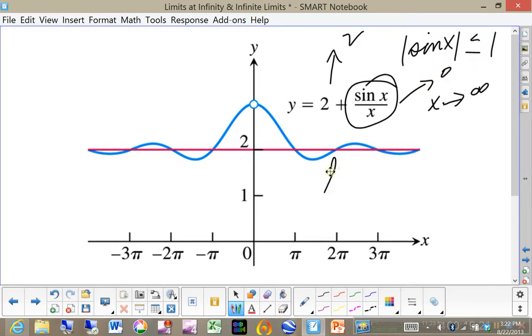So the limit of y as x goes to infinity is equal to 2. So the horizontal asymptote, as you see, is y equals 2.